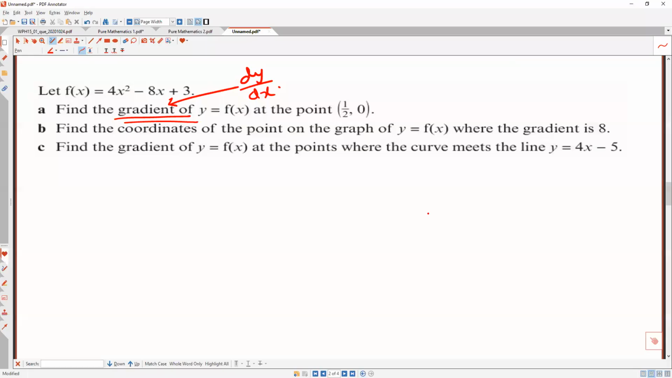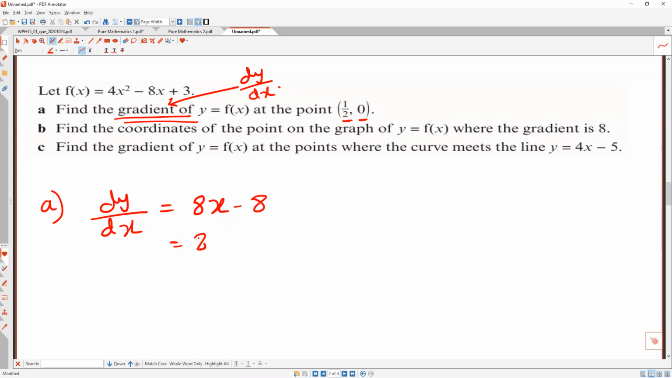Okay, whatever. So when they said gradient, it means dy by dx. So we will find dy by dx of this. What will it be? 4 2s are 8, 8x minus 8. And they said at half and 0. The y coordinate is also given, x coordinate is also given, but I only have x in the gradient, so I will take only the x coordinate.